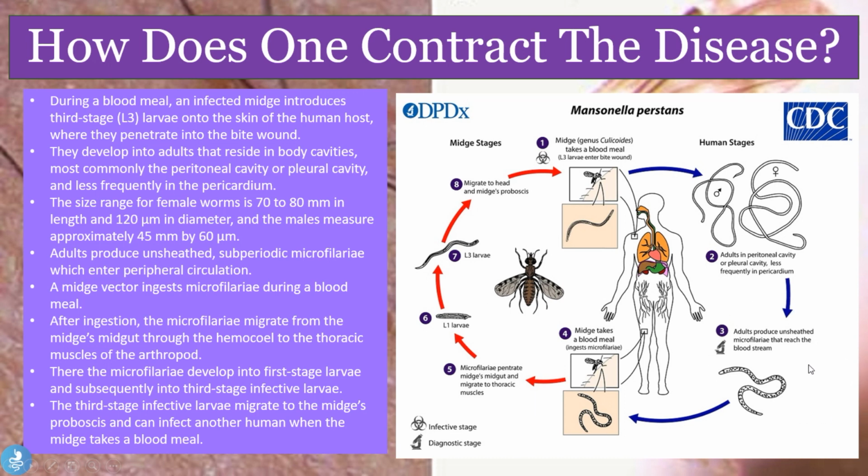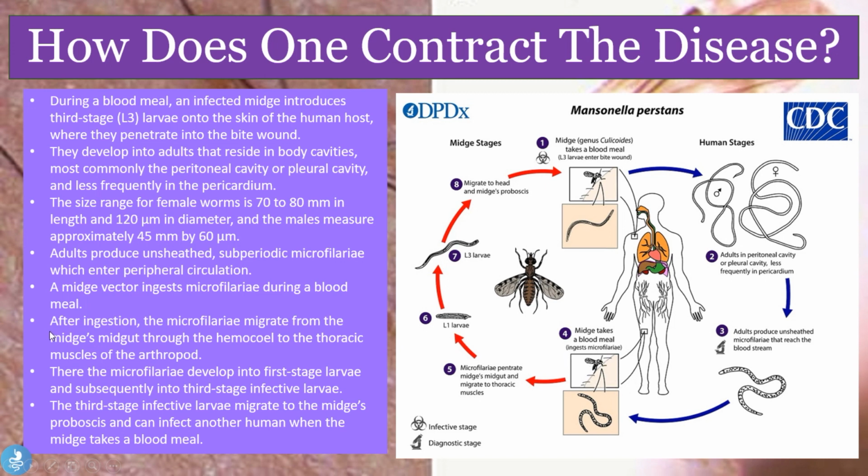So now we have these adults which produce these microfilariae that reach the bloodstream of this patient and the peripheral circulation. So a midge vector ingests these microfilariae during a blood meal. So now we have another midge coming along and biting this human and thereby actually ingesting these microfilariae that are found in the bloodstream of this human, and actually this new midge becomes infected with this disease. So it becomes a carrier of this parasite.